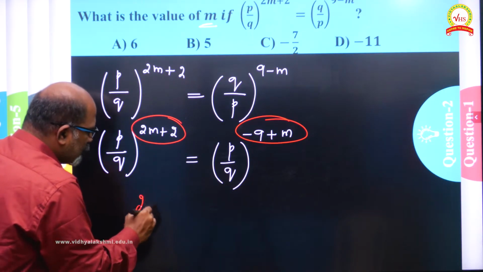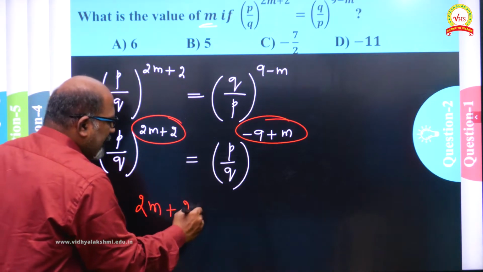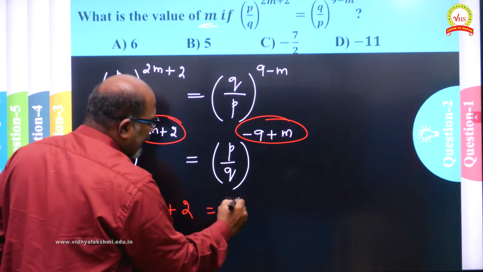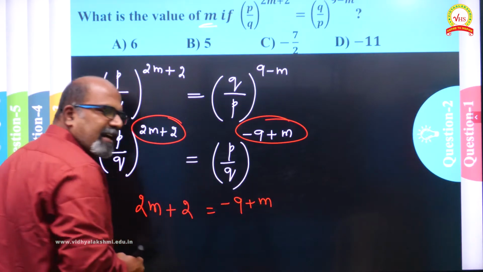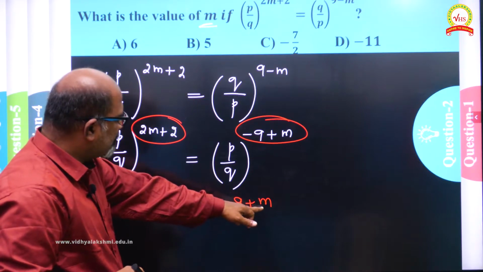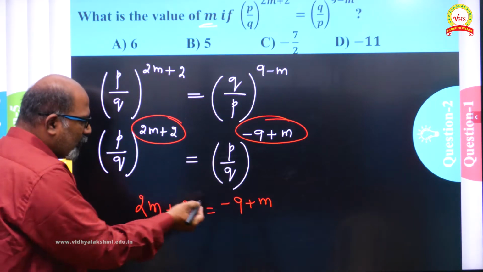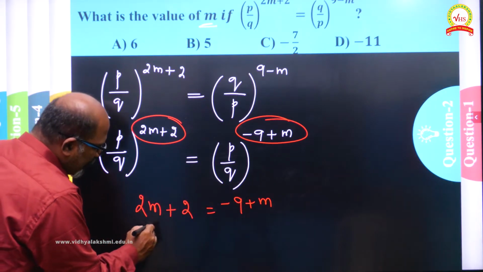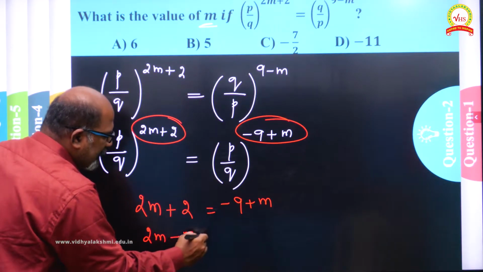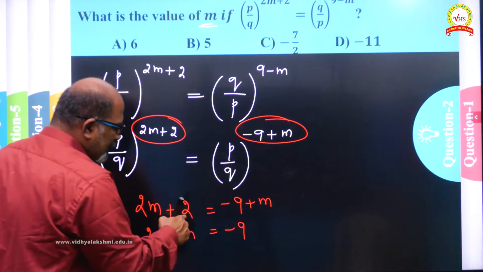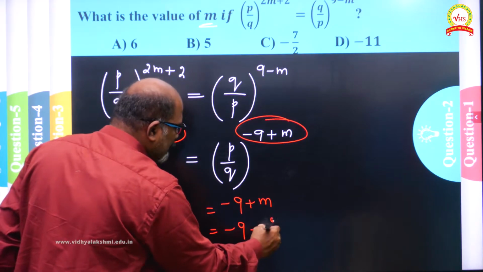So 2m plus 2 can be equated with minus 9 plus m. Am I right? Now this m I am going to take to the left side, because I want to find the value of m. So 2m minus m is equal to minus 9. This 2 will go to the right side as minus 2.